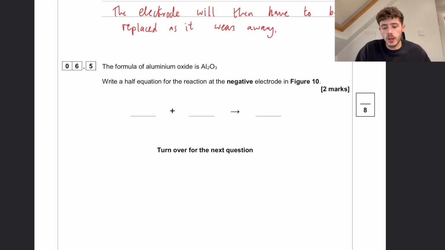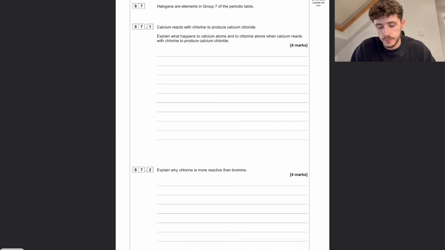6.5. The formula of aluminium oxide is Al2O3. Write a half equation for the reaction at the negative electrode in figure 10. So at the negative electrode, that is where you will get the metal ions, which is the aluminium in this case. The ion for aluminium in this case is going to be Al3+, and that is because it is in group 3 on the periodic table. So it needs to lose 3 electrons to become a full element. And in the way of separating that to make it back into aluminium, it will take 3 electrons from the negative electrode to combine with the ion to make it back to normal aluminium. And that is what your final half equation would look like.